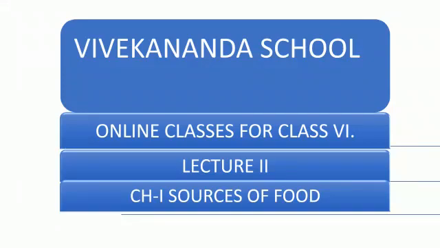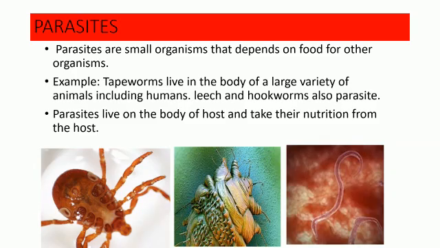Vivekananda School presenting online classes for class 6 Science, chapter number 1, Sources of Food, lecture number 2. Students, we have learned so many topics like herbivores, carnivores, omnivores, scavengers and decomposers in our last session. Today we will discuss parasites.